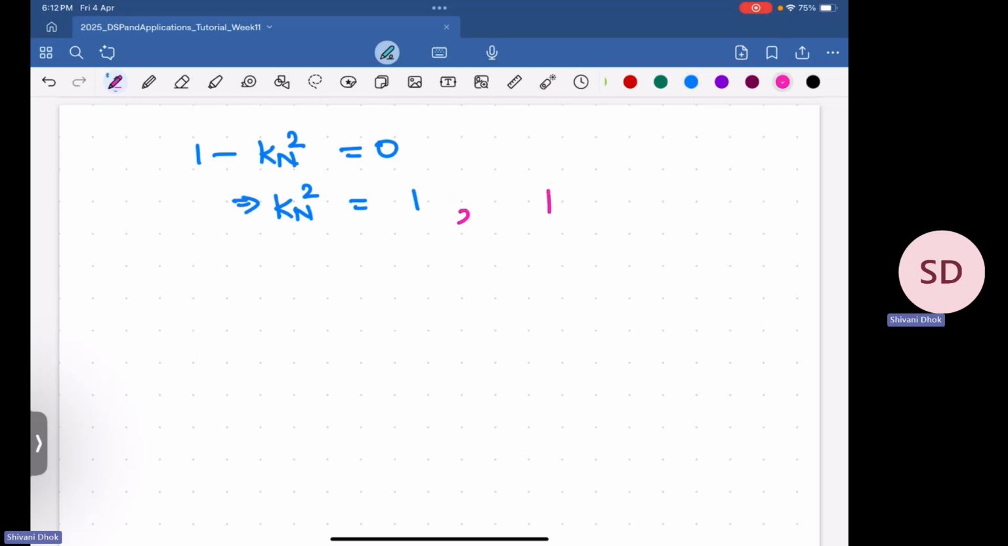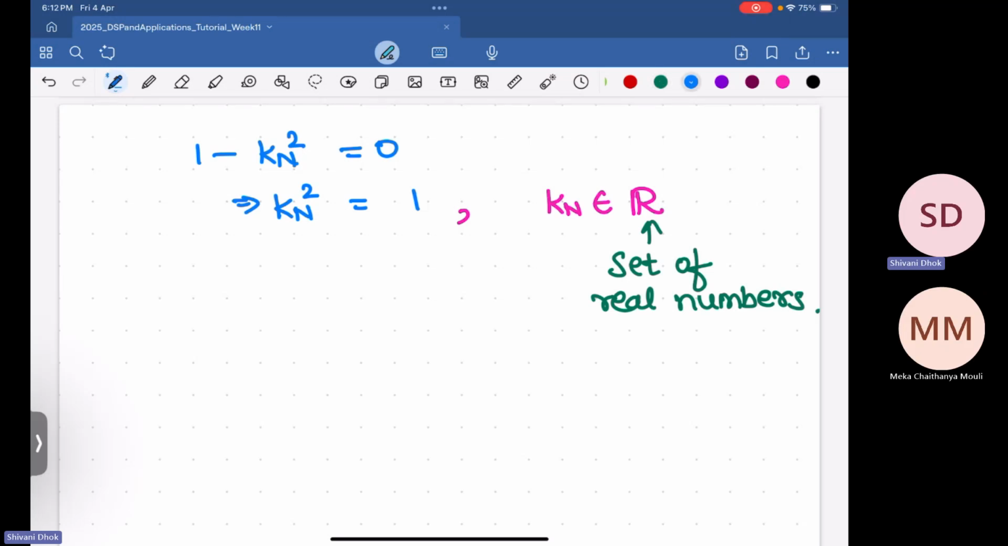Now this k_n is a real number. So what does this notation mean? This means the set of real numbers. This is a realizable system, so these k_n, or these coefficients, are real. Therefore this k_n squared is equal to 1, so k_n can be equal to plus or minus 1.